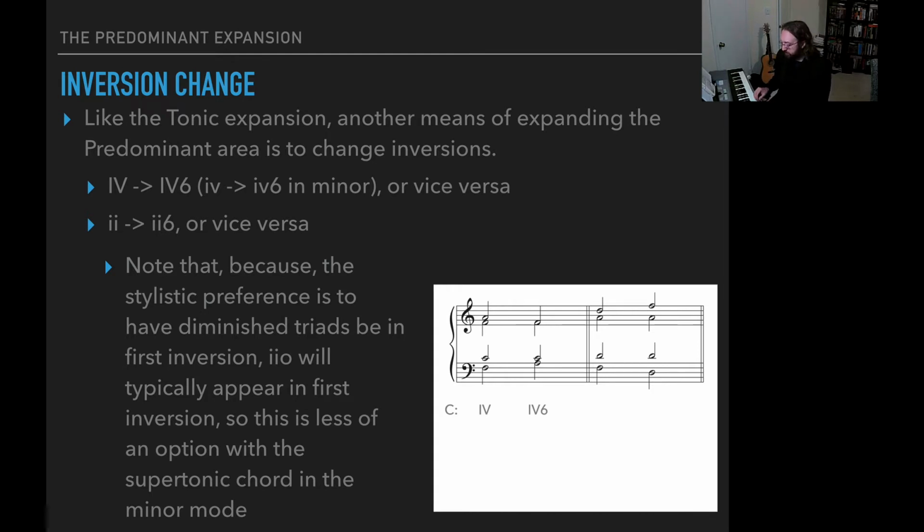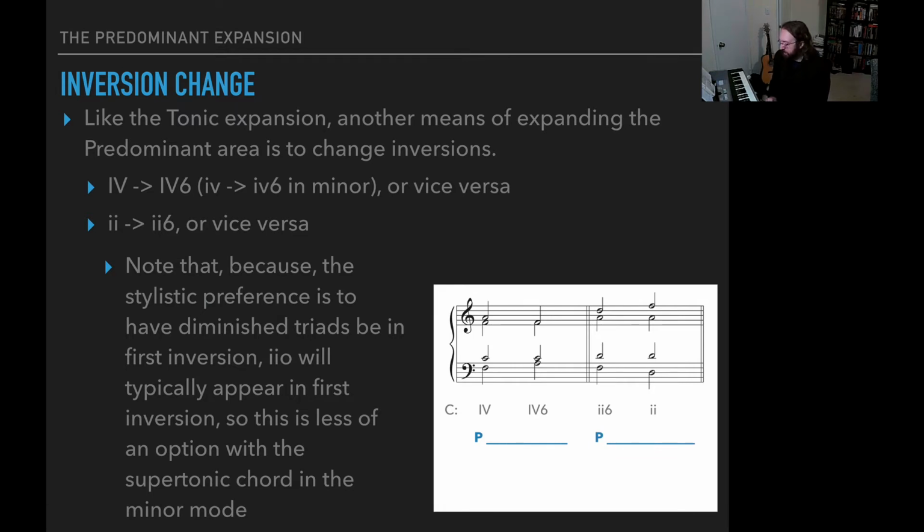We could also move from 2 to 2-6. Of course we'd put our P underneath the 4 and the 4-6. We could move from 2-6 to 2, or from 2 to 2-6. That's absolutely fine and a good way to expand the predominant area.